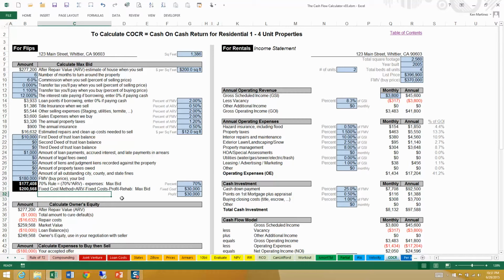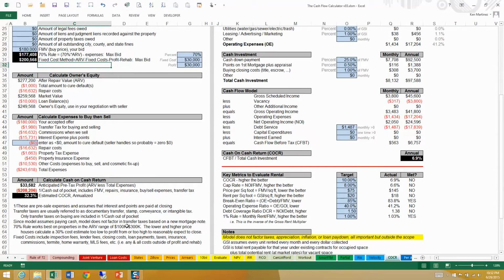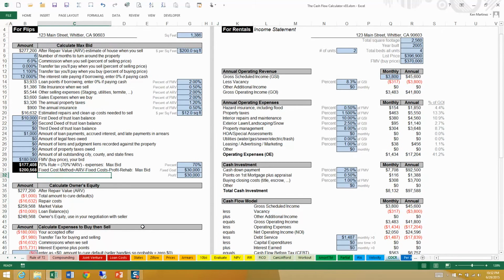this 70% rule, like I'm out here in California, this 70% rule really works well when prices are in that range. In fact, I put down the notes down here in the 100 to 300,000 range. The more expensive the property, the 70%, or that 30% margin, ends up being huge, and the lower the property, it ends up being not enough.